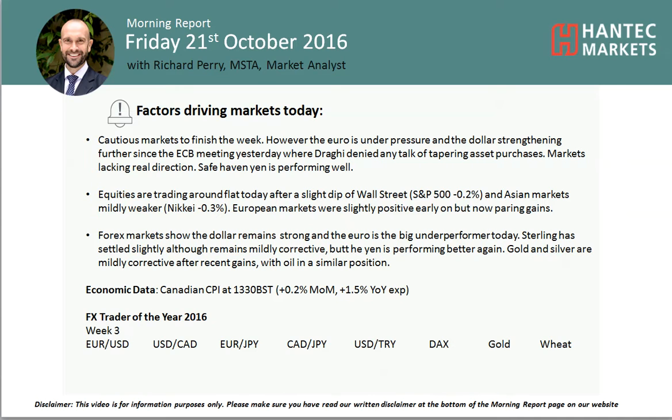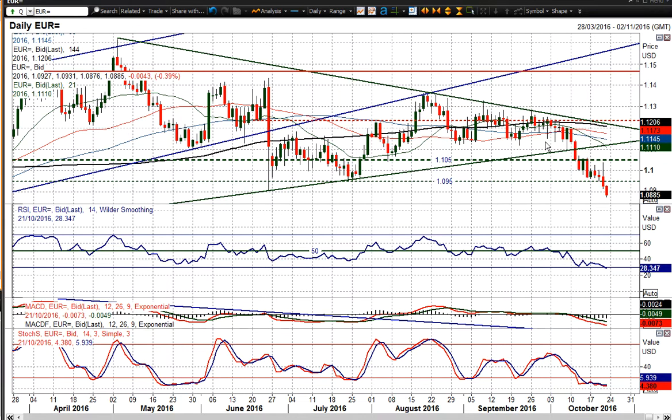We're going to look at the Lucky 8 FX Trade of the Year instruments now, which in week 3 is Euro Dollar, Dollar CAD, Euro Yen, CAD Yen, Dollar Turkish Lira, DAX, Gold and Wheat. So let's look at Euro Dollar, and this is the big one.